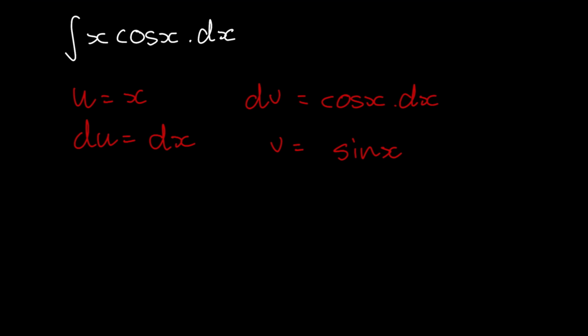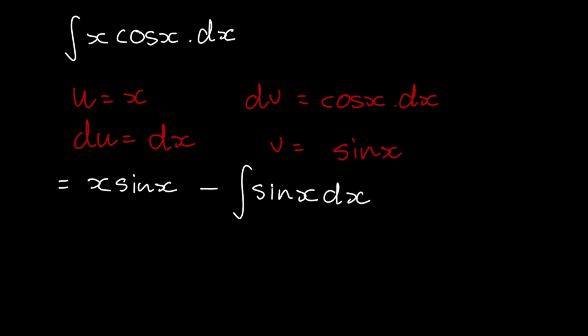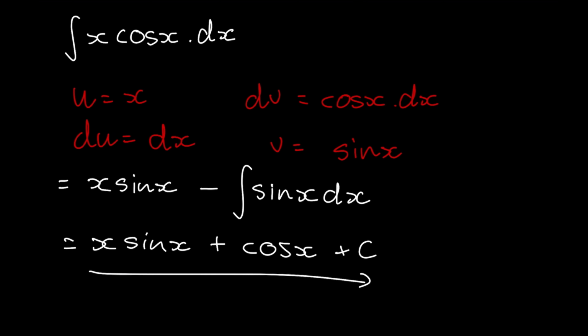Okay, so if we continue with this integral, uv is x sine of x minus the integral of v du, which is sine of x dx. And now we know that the integral of sine of x is going to be negative cos of x. So a negative times a negative is going to be a positive. Then we say cos of x because of this negative here, plus c, the constant of integration.